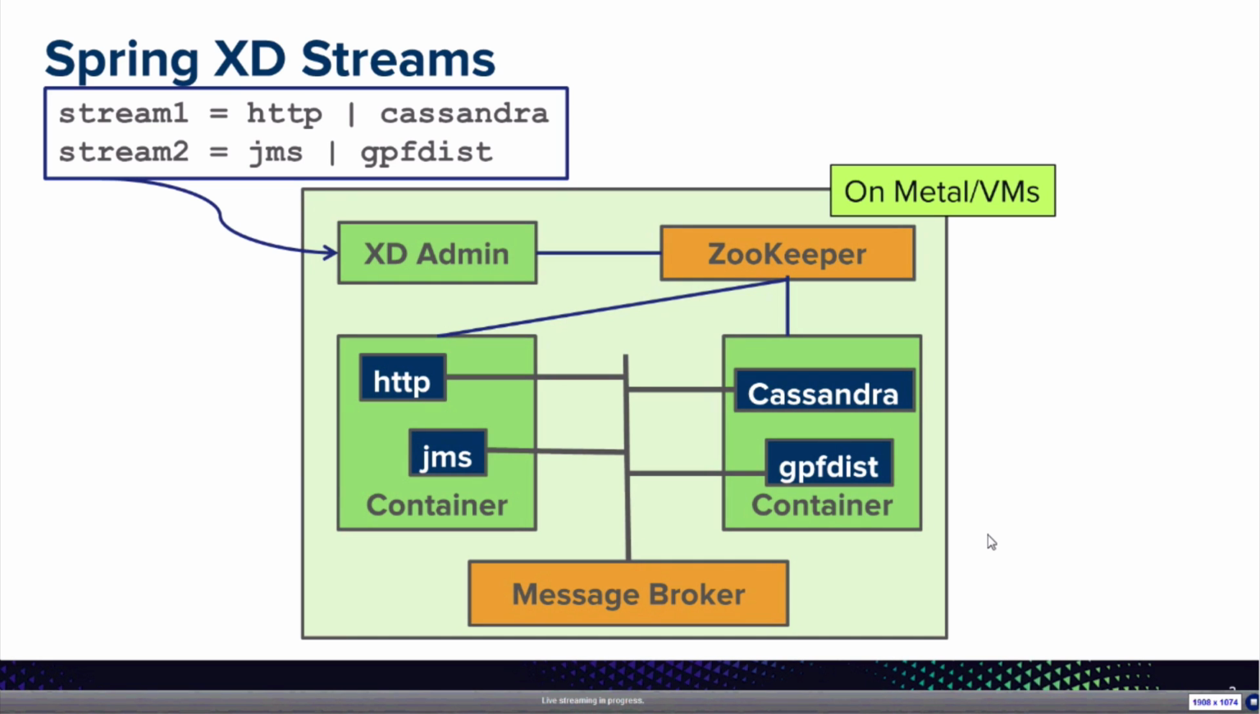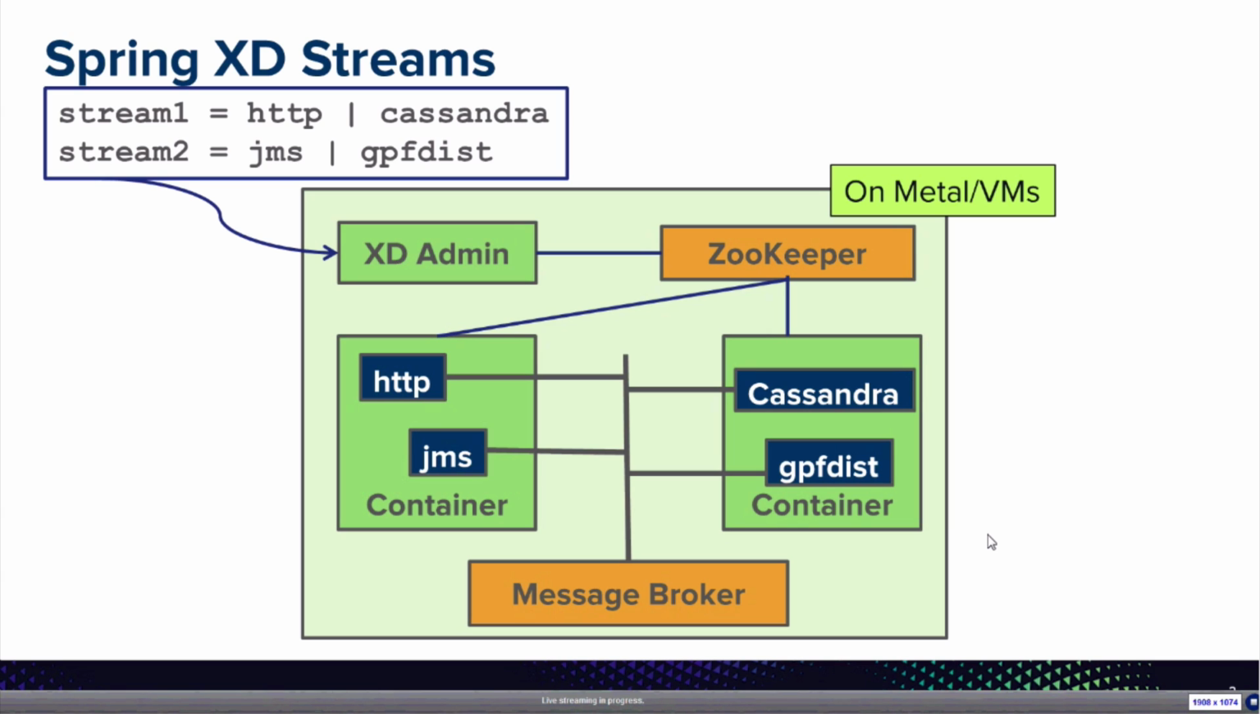Here I'm just going to quickly go over the architecture and the basic DSL we had for expressing streams in Spring XD. So in the upper left-hand corner, this is representative of the DSL, external DSL that you would type into, for example, a command line shell. And we use a UNIX pipes and filters format where you define a stream as being an HTTP source and then pipe to a Cassandra sink. And similarly for, let's say, the source being JMS and piping it to a GPF disk sink, which is how you get data into Greenplum database or Hawk.